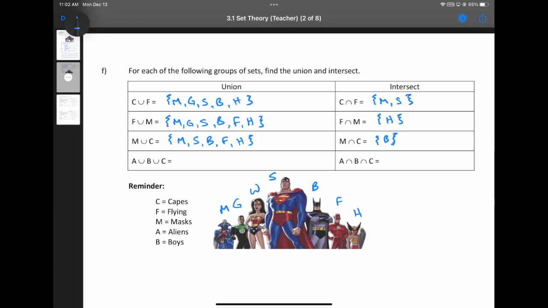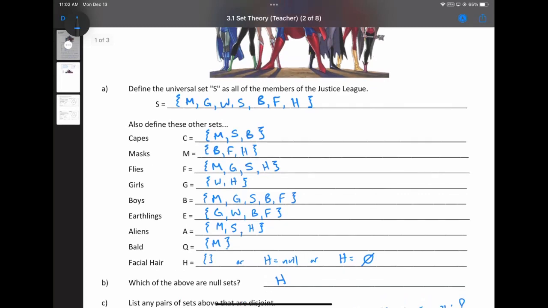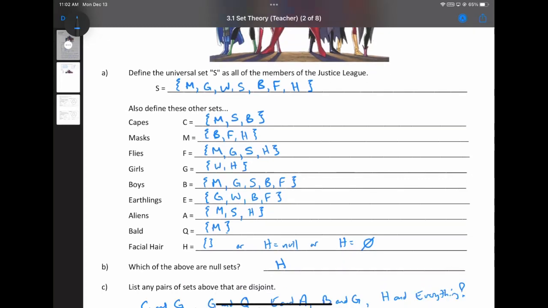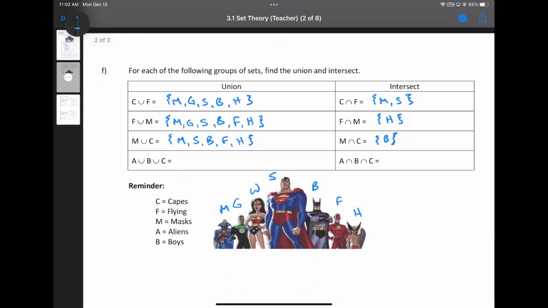And now the last one. Again, if you tried to do these by looking at the letter sets above, I think it would take you a little while. It's easier to actually think about what the sets are defined as and go through. So A union B union C, which by the way, ABC is coincidence that it worked out this way. Those would be alien, boys, capes. So anyone who meets at least one of those criteria.